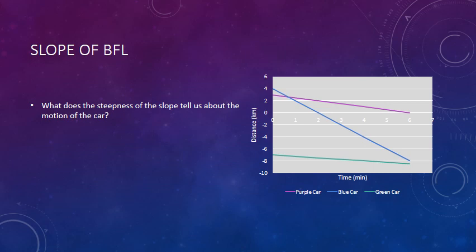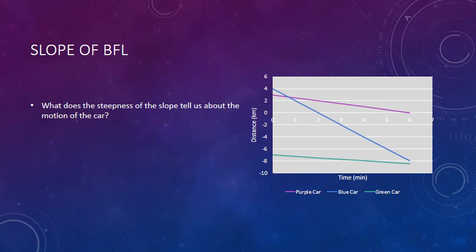The blue car is starting at 4 kilometers distance and is moving all the way to around -8 kilometers distance over 6 seconds, which gives us that steep slope to the blue line. And this contrasts with the line that represents the green car. The green car starts at -7 kilometers and only moves to about -8.5 kilometers.